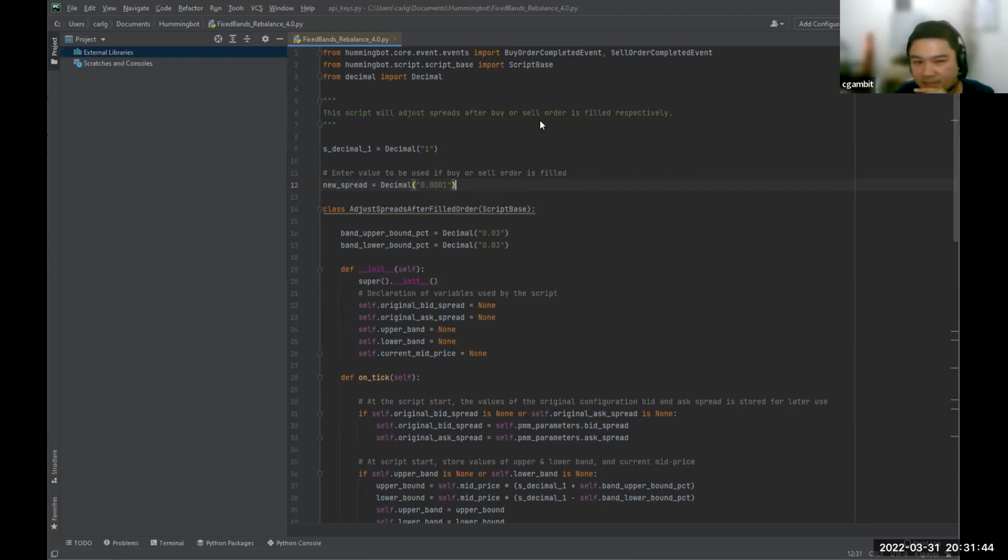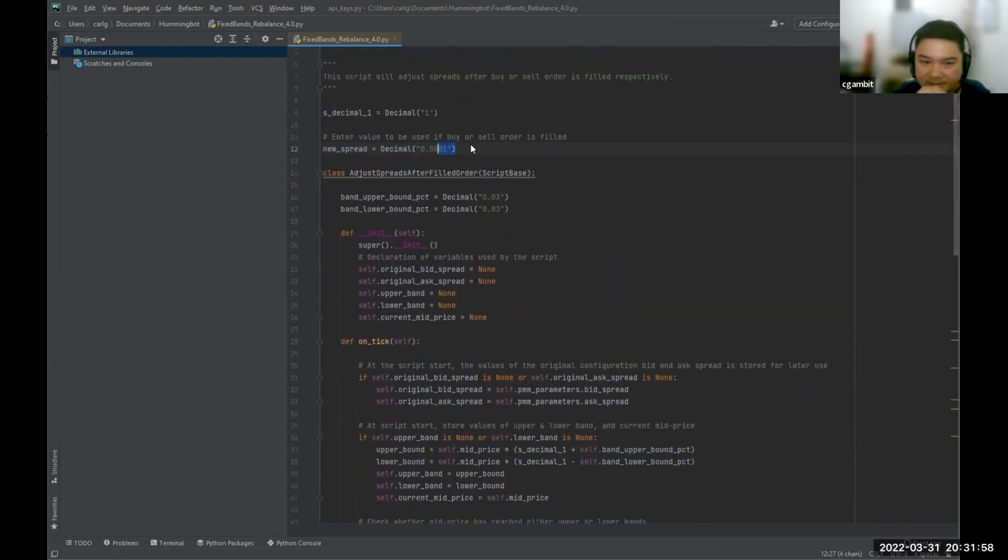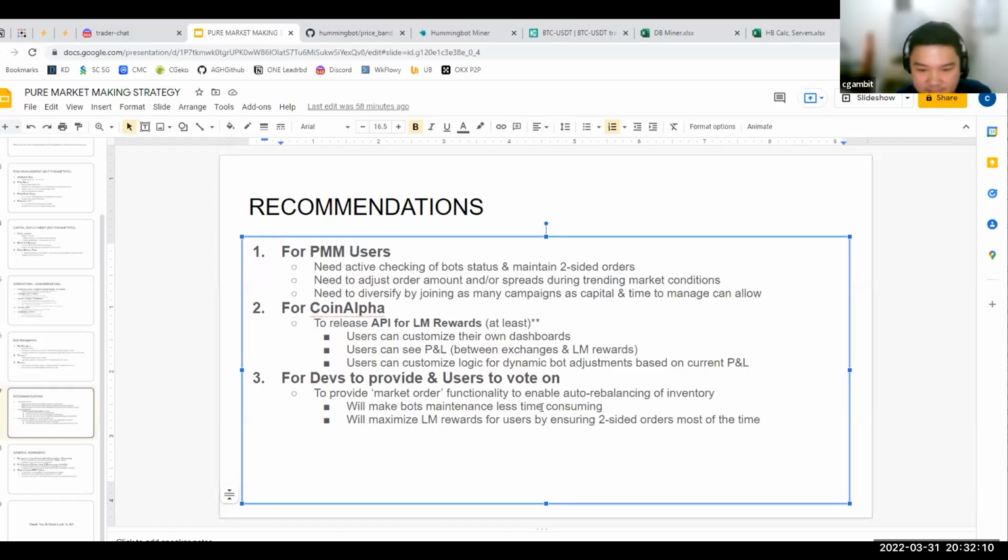So let's say it's going up or going down, then even though we set a very small percentage, the bot is still not able to balance off. So I think for us, if there is a market order type of rebalance of the inventory, it will be very beneficial. Yeah, so the point is that it will be less maintenance and less time consuming to operate the bots or the pure market making strategy.